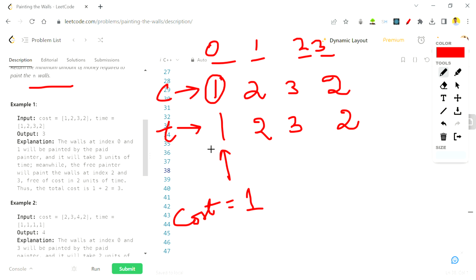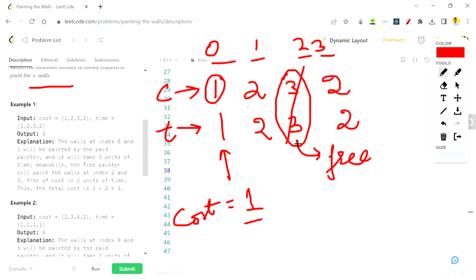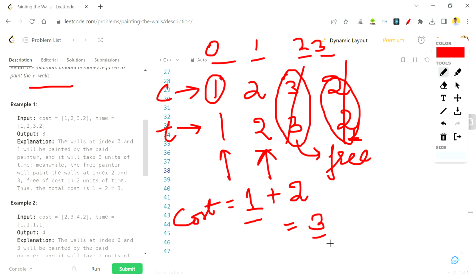So let's think greedily: while I'm choosing the cheapest wall to be assigned to a paid painter, I'm going to choose the most expensive one and hand it over to the free painter, and the free painter finishes the task in 1 unit of time. I'm left with two identical options, so I can choose any one of them. While the paid painter is busy for 2 days, my free painter can finish off this one, and I'm having the final cost associated as 3.